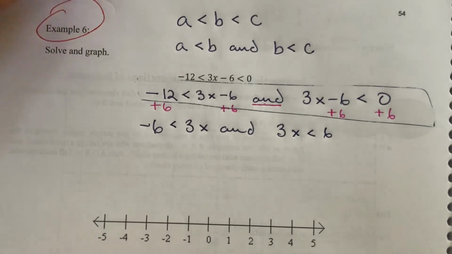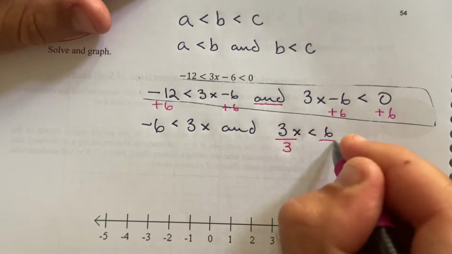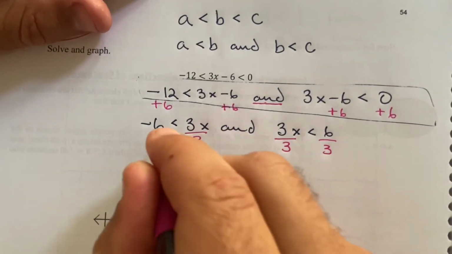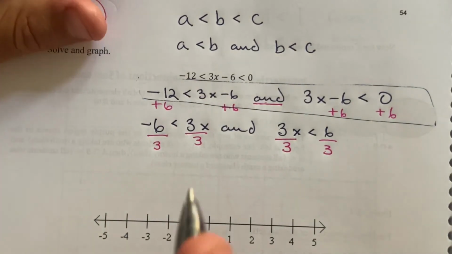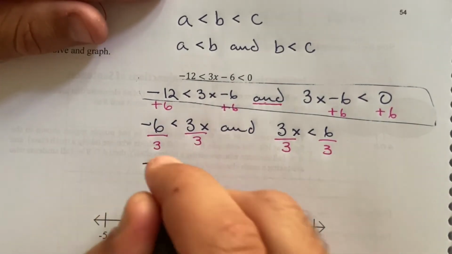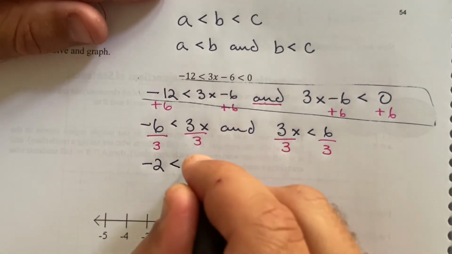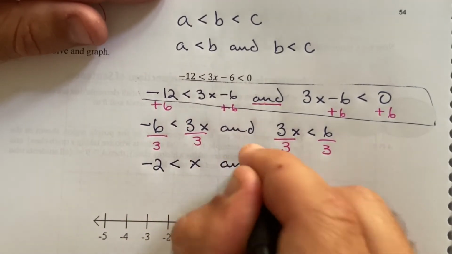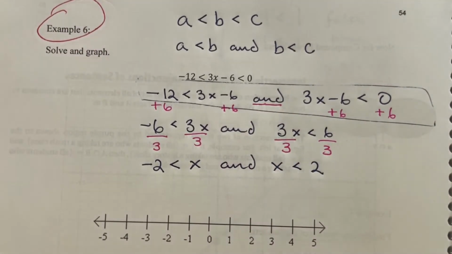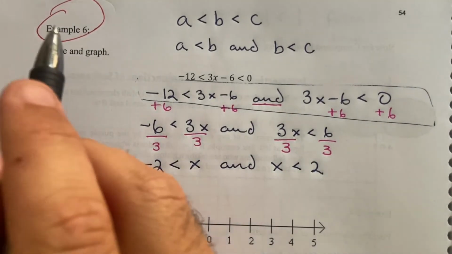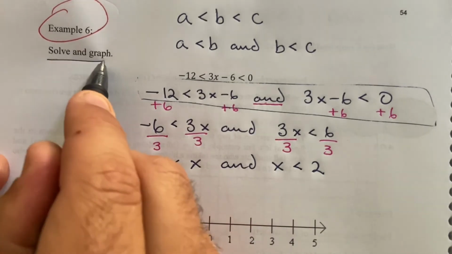So continue to solve. So divide by 3 here, divide by 3 here. That's a positive 3. So there's no need to flip the inequality symbol. I just still have negative 2 less than x and x less than 2. So we're tasked with solving and graphing.